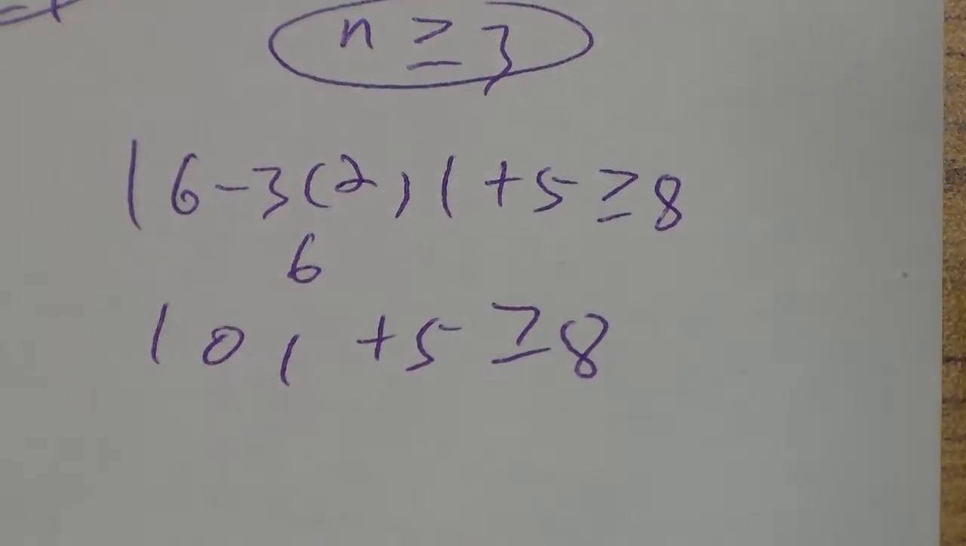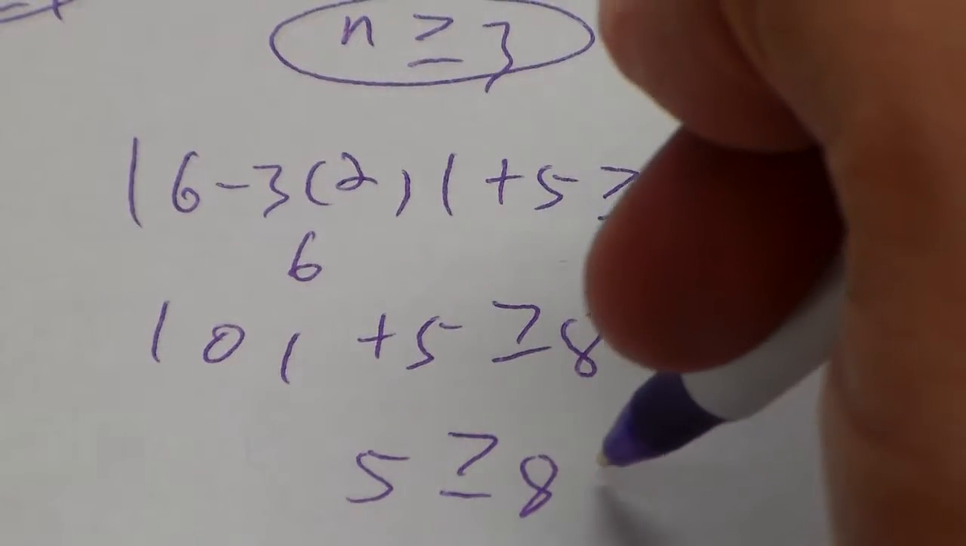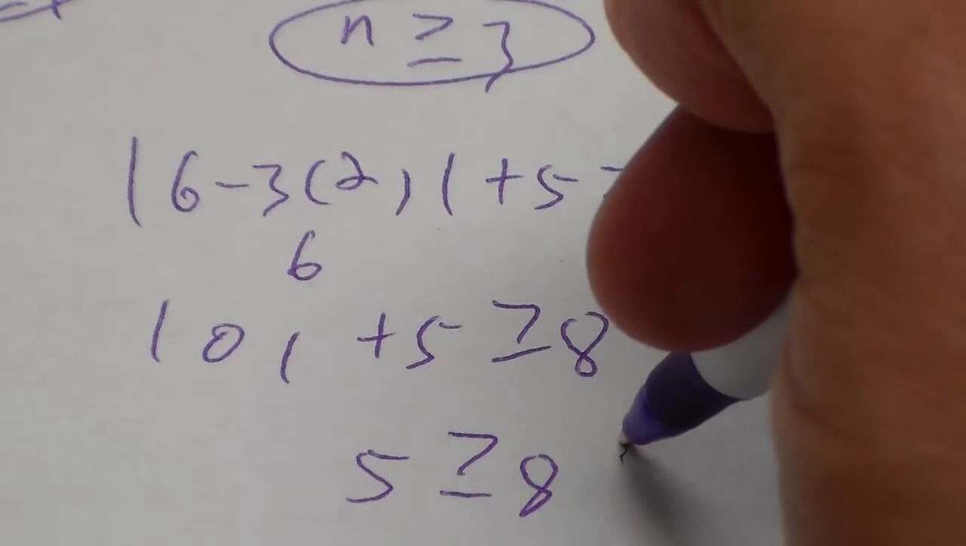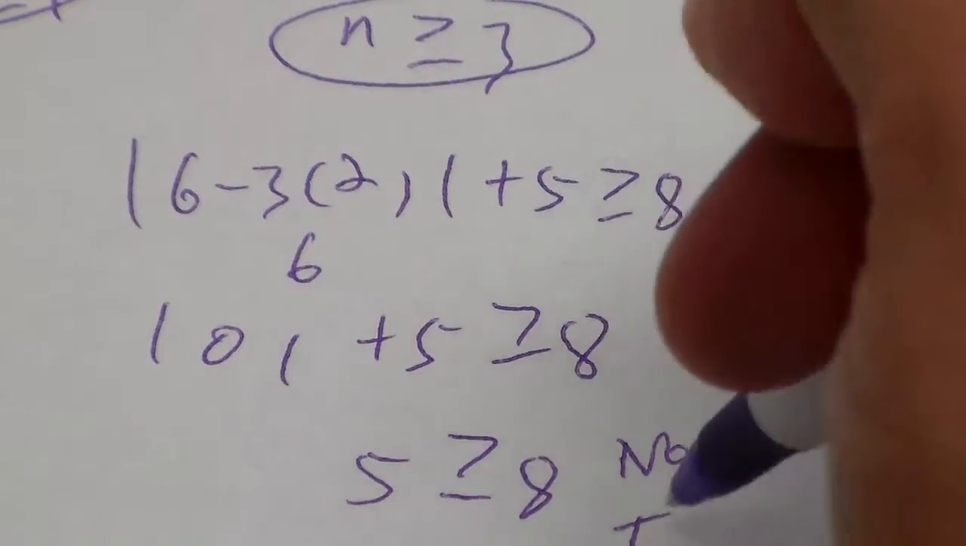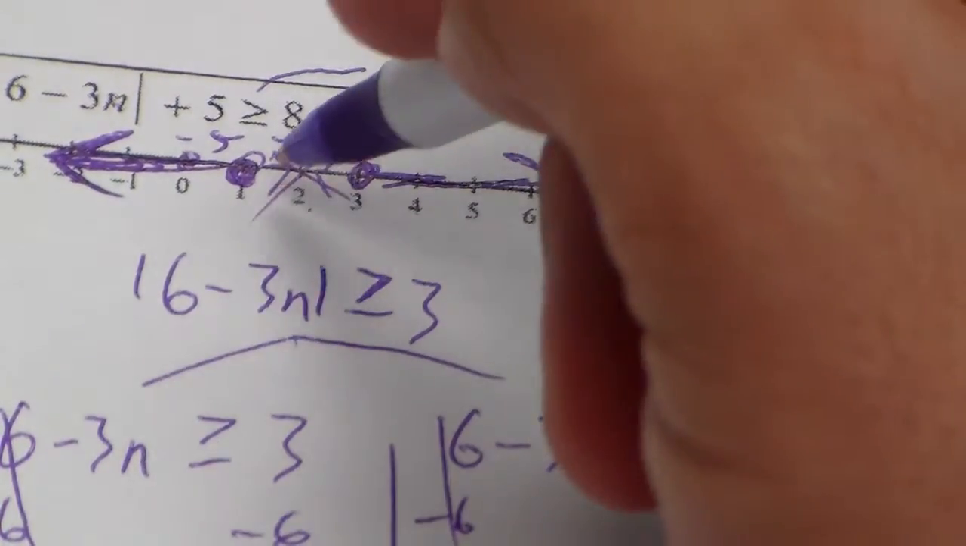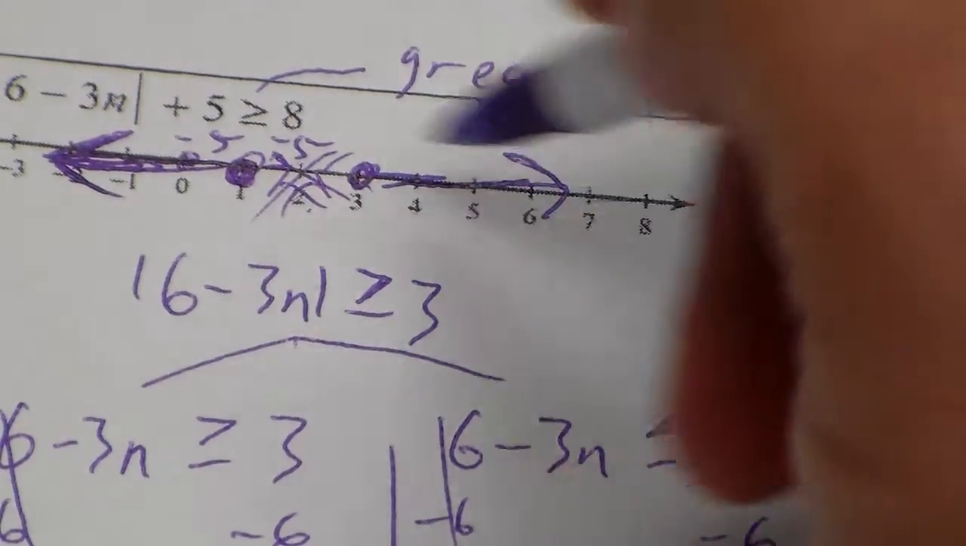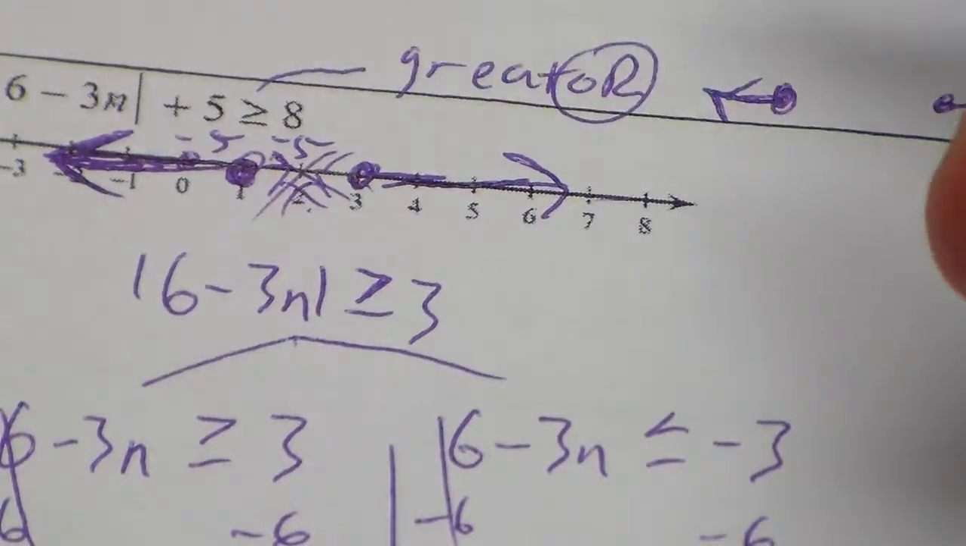Okay, so then the 0 goes away. We're just left with 5 greater than or equal to 8. And that is not true. So not true. So that's why we don't go between 1 and 3, right? Because 2 is not a solution. No, not a solution. But going 4 to the right and 1 to the left are solutions.